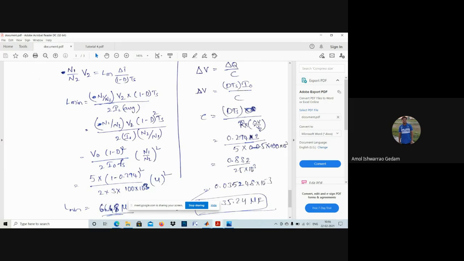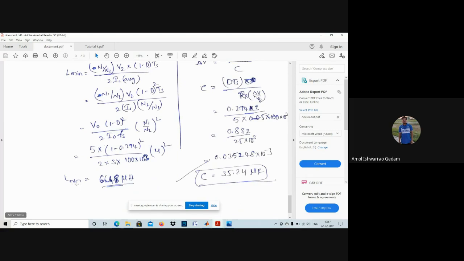So N1 by N2 into V2. Now this IL average we have taken 2 times of I naught, but this I naught is on the secondary side. So we have to refer it back to the primary side. So here also we have to keep N2 by N1, and the 1 minus D term will come, so that will go up. So it will be 1 minus D square into Ts. So it will become L minimum is equal to V naught 1 minus D square divided by 2 I naught Fs into N1 by N2 square.